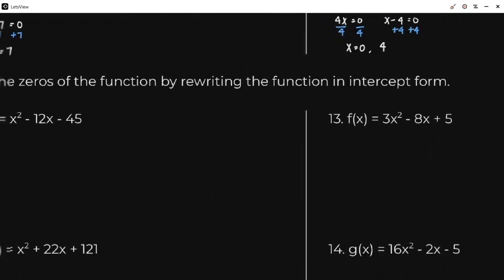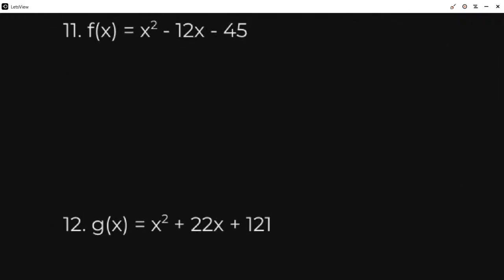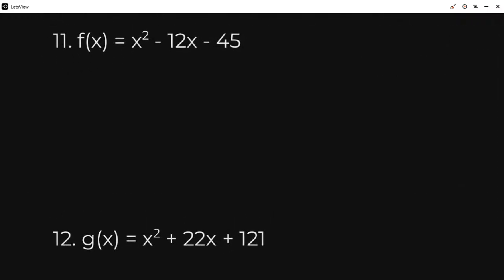Okay, the next section, we're going to find the zeros of the functions by rewriting the function in intercept form. So we first want to rewrite into intercept form, and then we're going to solve, which is what we did in the previous examples. Okay, so that means we'll want to factor. So for this, you would have negative 45 on top and negative 12 on the bottom. So we want to find two numbers that multiply to negative 45 and add to negative 12, and that would be negative 15 and 3.